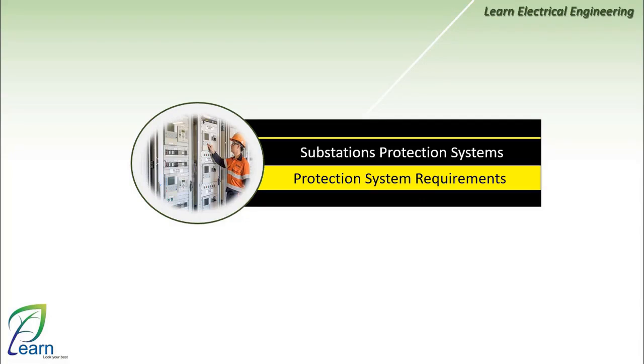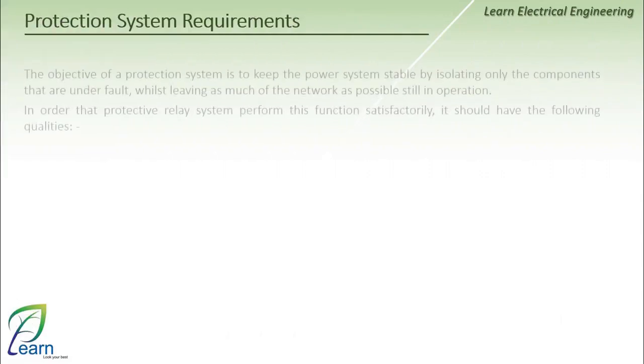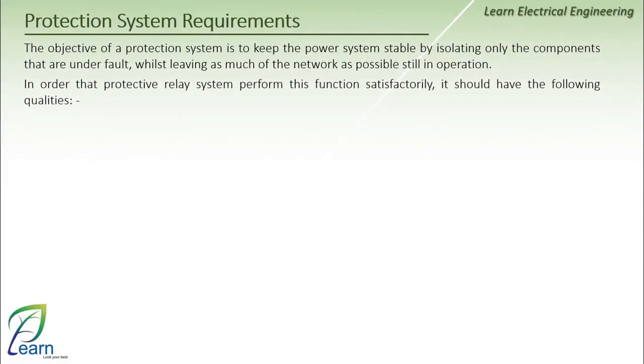God willing, we will talk about protection system requirements in electrical stations. The first thing we need to ask is, what are the objectives of the protection system? The objectives are to maintain power system stability for system quality. This is achieved by the protection system isolating only the components that have faults, allowing the rest of the system to continue running healthily. For the protection system to perform this function correctly, there are certain requirements that must be met.